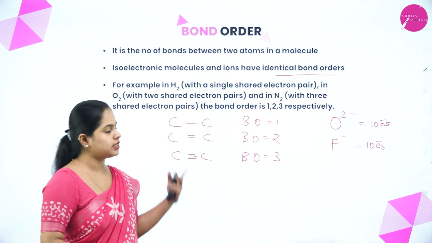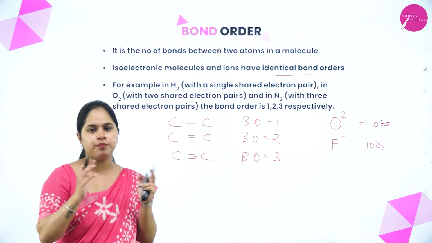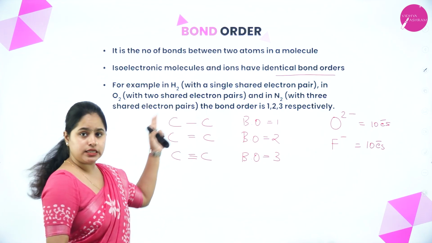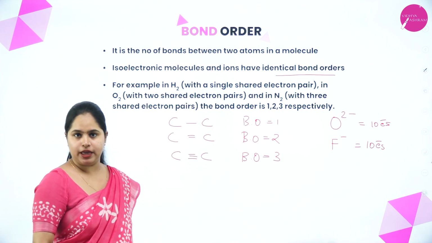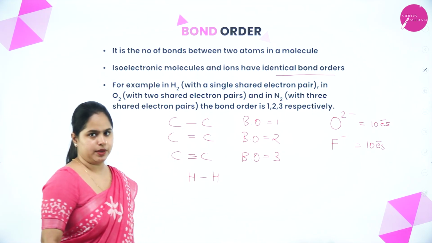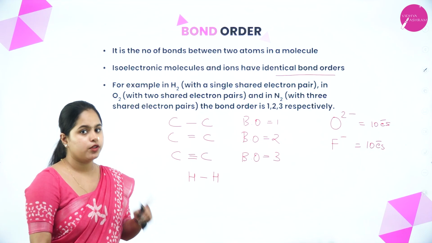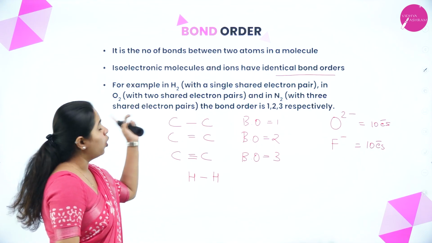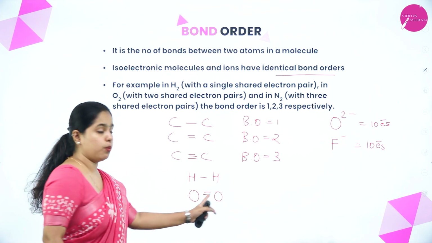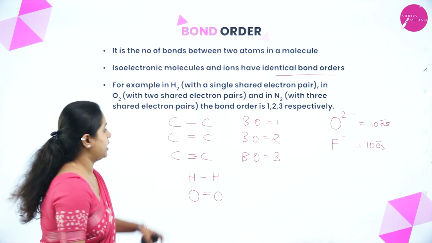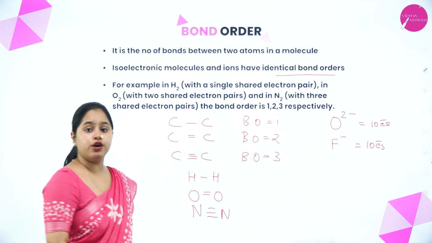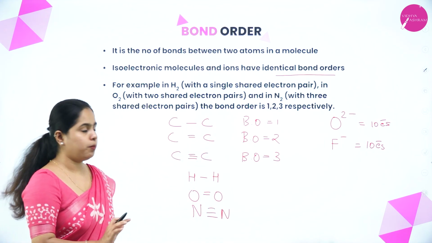So what is bond order? It is the number of bonds present between two atoms. Clear? So for example, in hydrogen, that is H2, with a single shared pair of electrons, H single bond H, it is having a bond order of 1, right? In the case of O2, oxygen, it is bonded by a double bond, so the bond order will be 2. And in the case of nitrogen, how are they bonded? By a triple bond. So the bond order will be 3. I hope it is clear.